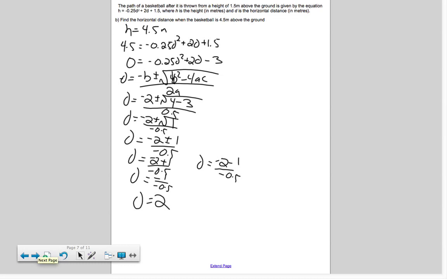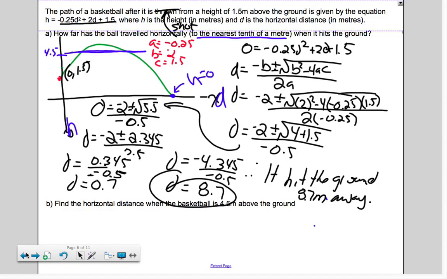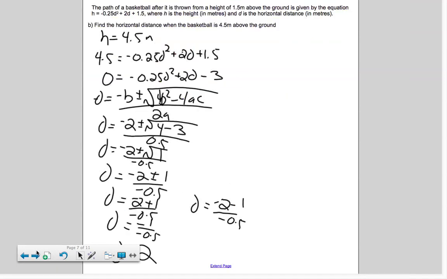2 times a, 2 times negative a quarter is negative half. Right? Notice that we're still dividing by the same thing, we're still dividing by negative half. The only thing that changed in here was what we took the square root of. And here d is equal to negative 2 minus 1, which is negative 3, divided by negative a half. So d is equal to 6.